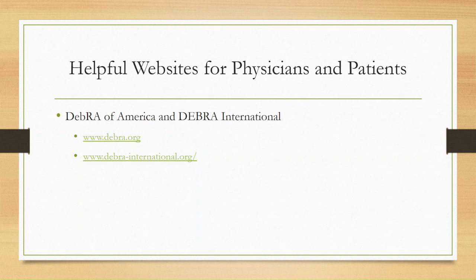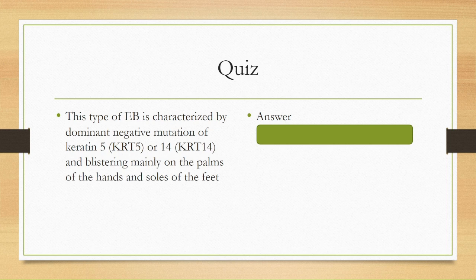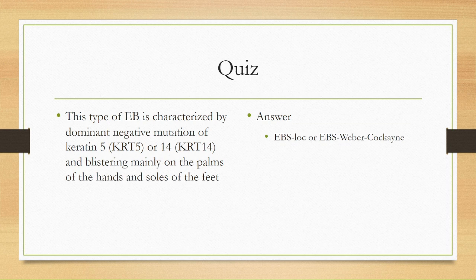Now, if you have patients with EB, or if you see one, these are good websites to help clue the patients in, or at least the patient families in, have them understand what's going on and get a better understanding of the disease. So let's go over some things here just to hammer home some key points. The EB here that has a dominant negative mutation of keratin 5 or 14, blistering mainly on the palms and soles of the hands. What's the answer? Think about it. All right. It's EBS localized. The other name being Weber-Cockayne.